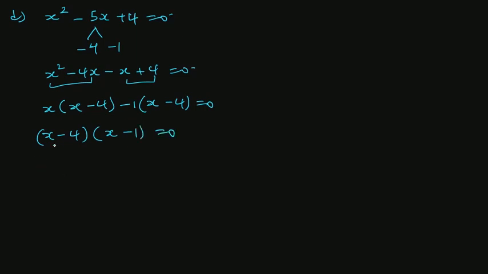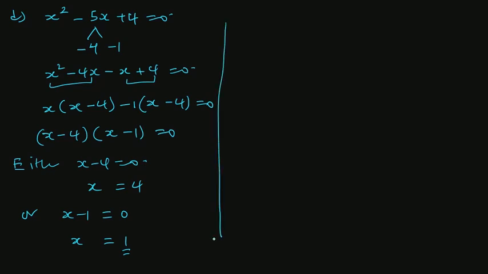So we said for this to be equal to 0, either x minus 4 is equal to 0, giving us x as, when we take a 4 this side, x as 4, or x minus 1 is equal to 0, and when we take a 1 this side, it gives us x as 1. Yes, we are good to go. So quadratic equations have two solutions. Don't forget.